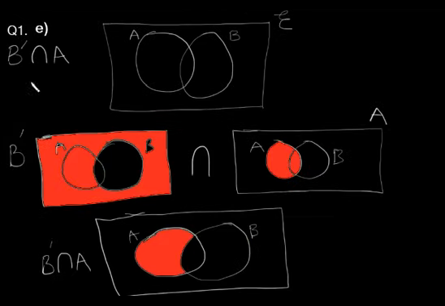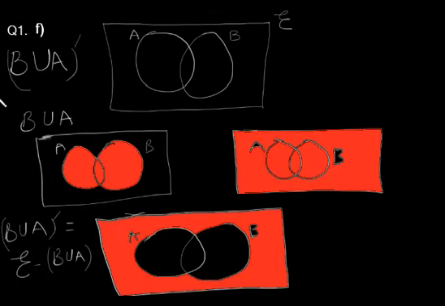Now in part E, it says B complement intersection A. So once again, first of all, B complement, as you can see, is all this shaded area. This circle purely is A. So if you look at the common shaded area between these two rectangles, which is this one, this part is common in here, and it is here as well. So only this part is B complement intersection A.